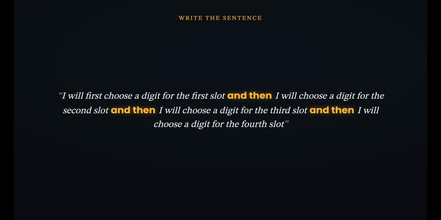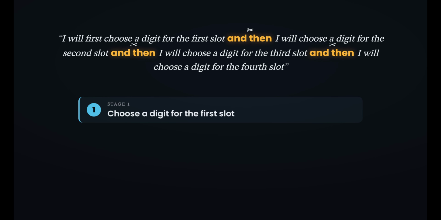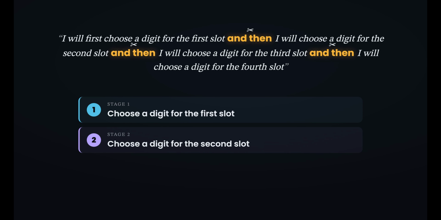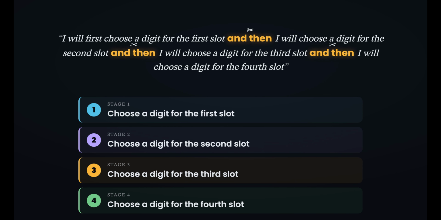So let's write a sentence for it. I will first choose a digit for the first slot, and then I will choose a digit for the second slot, and then I will choose a digit for the third slot, and then I will choose a digit for the fourth slot. Splitting on the "and then" phrases gives 1. Choose a digit for the first slot, 2. Choose a digit for the second slot, 3. Choose a digit for the third slot, and 4. Choose a digit for the fourth slot.